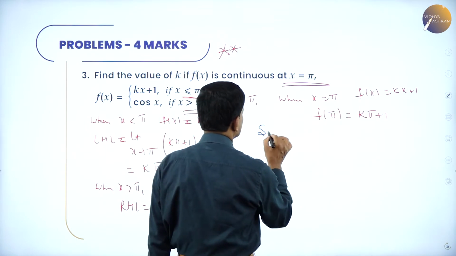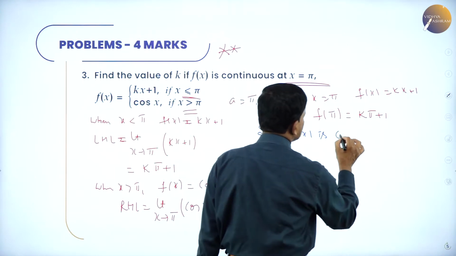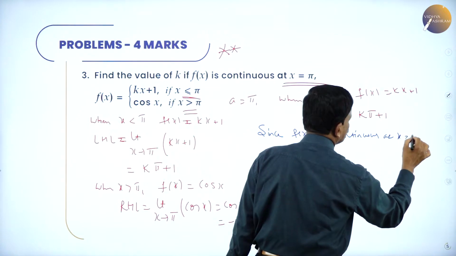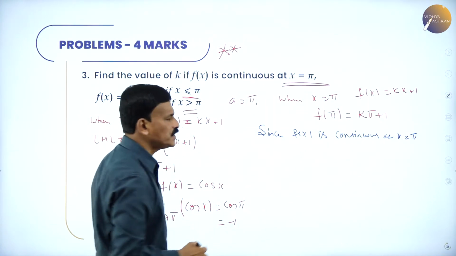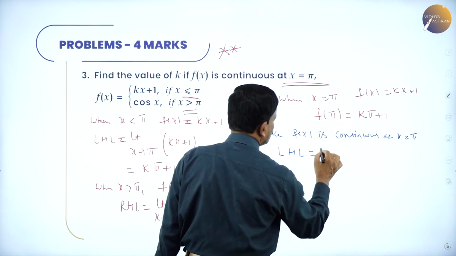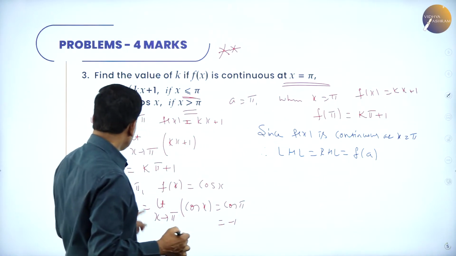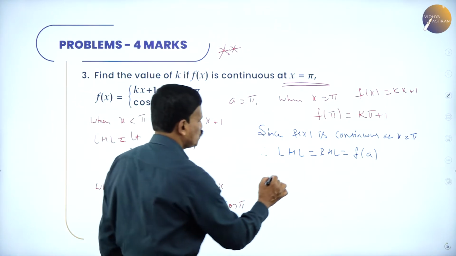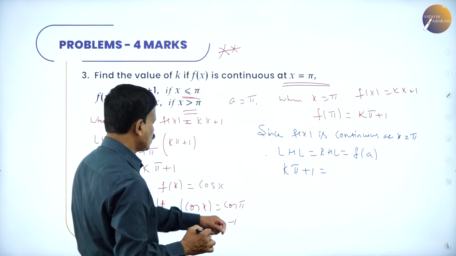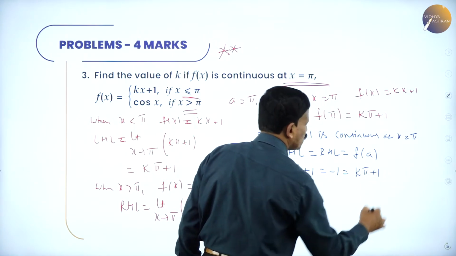Since f of x is continuous at x is equal to pi, therefore left hand limit is equal to right hand limit is equal to functional value. What is left hand limit? Left hand limit is k into pi plus 1. Right hand limit is equal to minus 1 is equal to functional value k into pi plus 1.